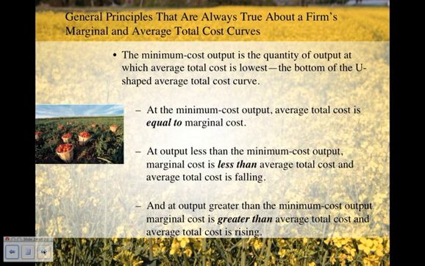If the output is less than the minimum cost output, then the marginal cost is less than the average total cost, and the average cost is falling. And if the output was greater than the minimum cost output, marginal cost is greater than the average total cost, and average total cost is rising. And so you want to be at that point where the minimum cost output is, where average total cost is equal to marginal cost. Mathematically, that's the only place that it's going to work.